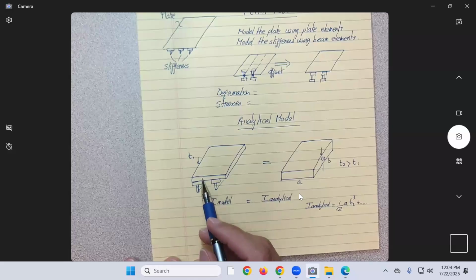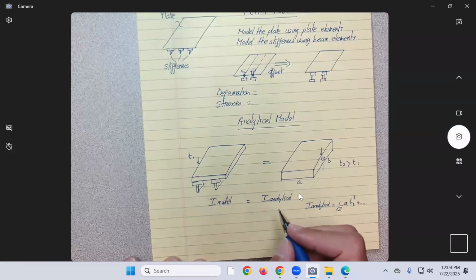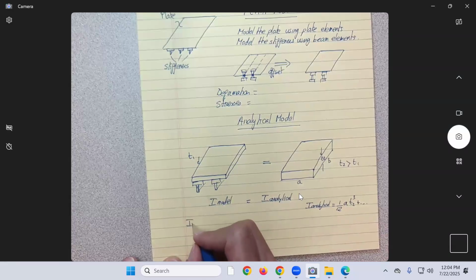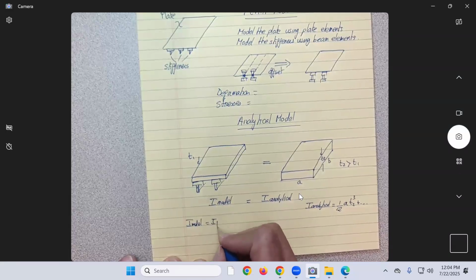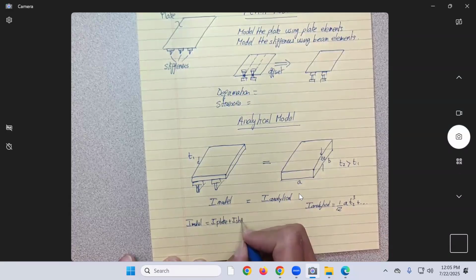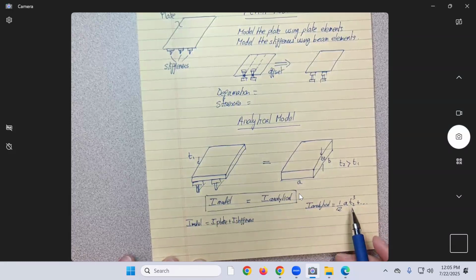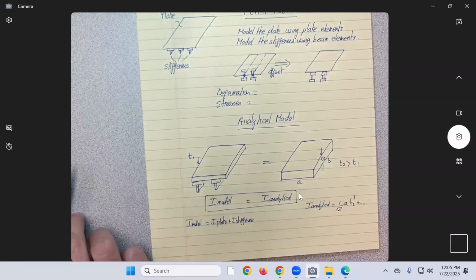Now, the I of the model, you need to do what? Kind of something we did before, add plate plus I stiffness, no? You equate these two. You equate these two, solve for T2, and you will find it.